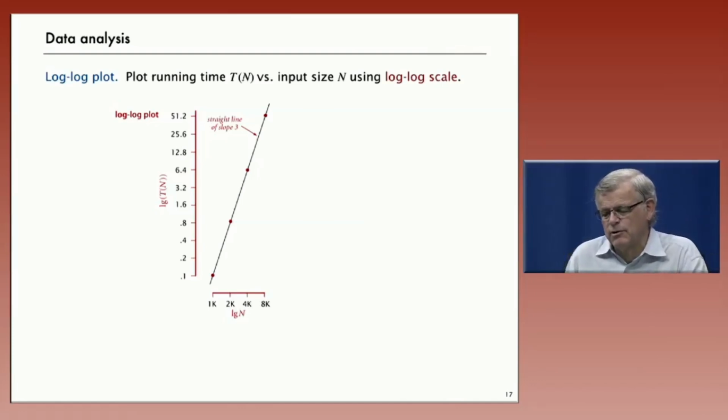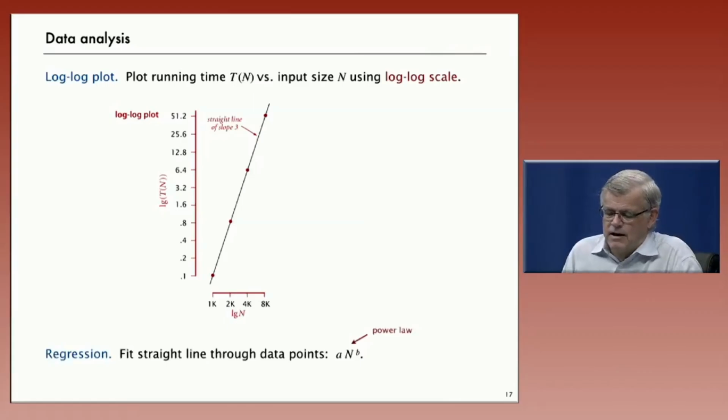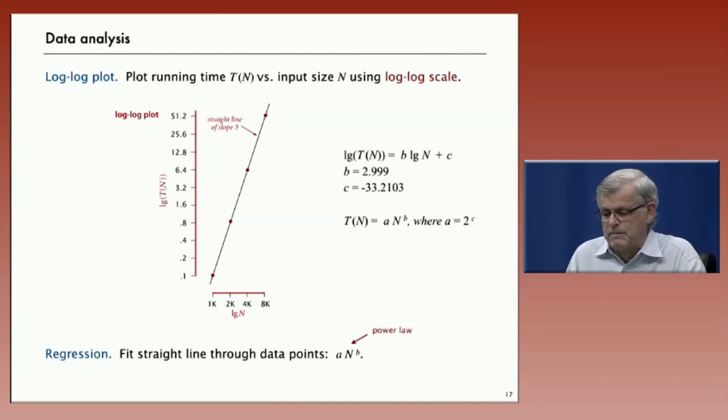In this case, the slope of the straight line is 3. And so you can run what's called a regression to fit the straight line through the data points. And then it's not difficult to do the math to show that if you get a straight line and the slope is b, then your function is proportional to n to the b. That's called a power law. And that's true of many, many scientific problems, including most algorithms.